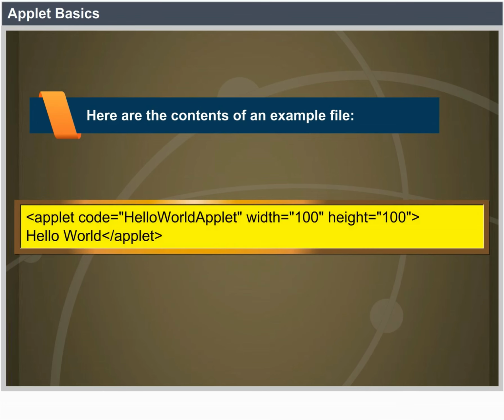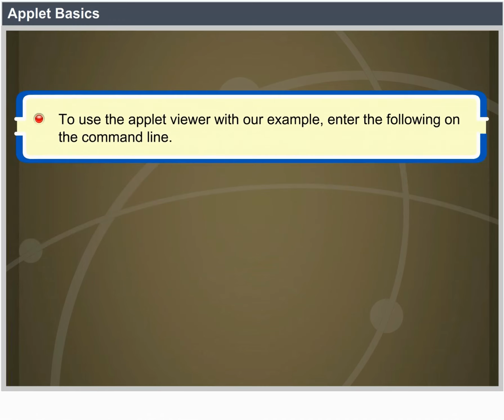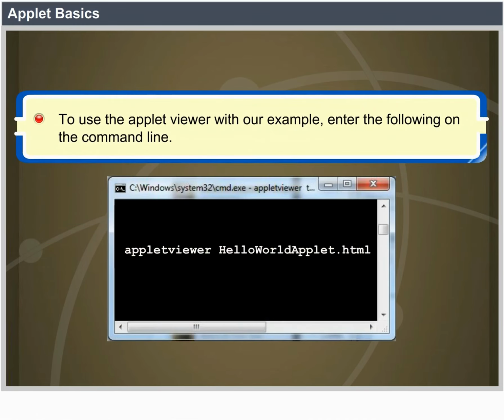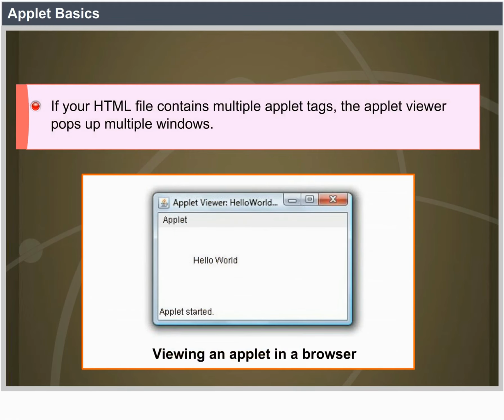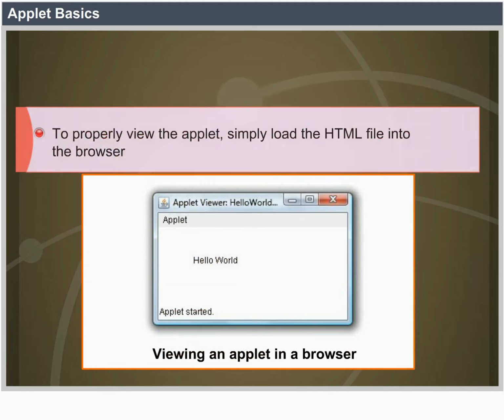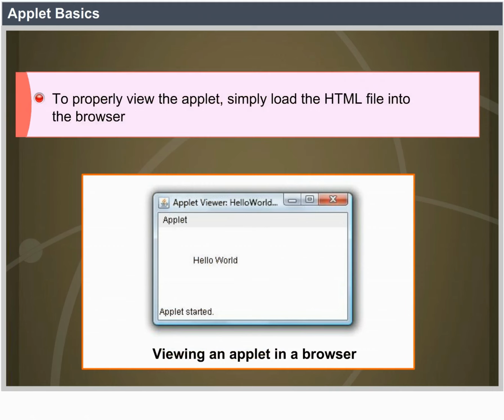applet code equals HelloWorldApplet, width equals 100 and height equals 100, applet tag close. To use the applet viewer with our example, enter the following on the command line: appletviewer HelloWorldApplet.html. If your HTML file contains multiple applet tags, the applet viewer pops up multiple windows. To properly view the applet, simply load the HTML file into the browser.